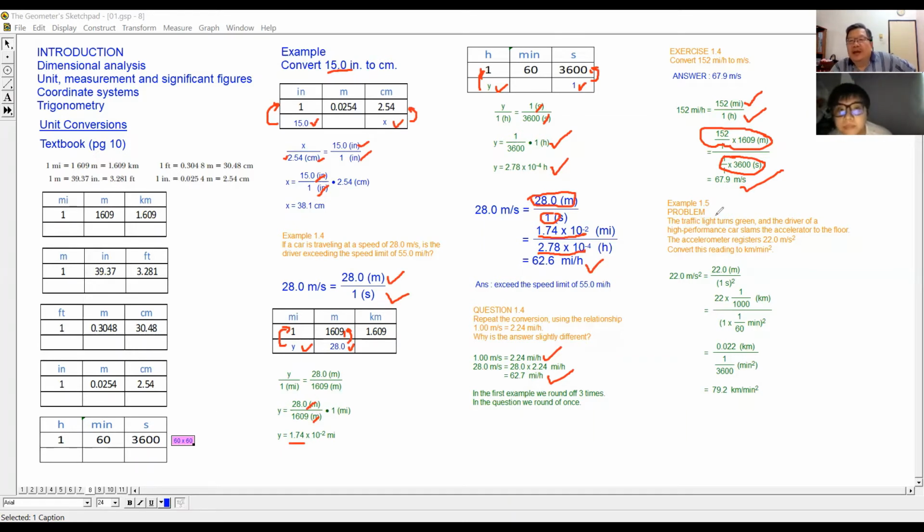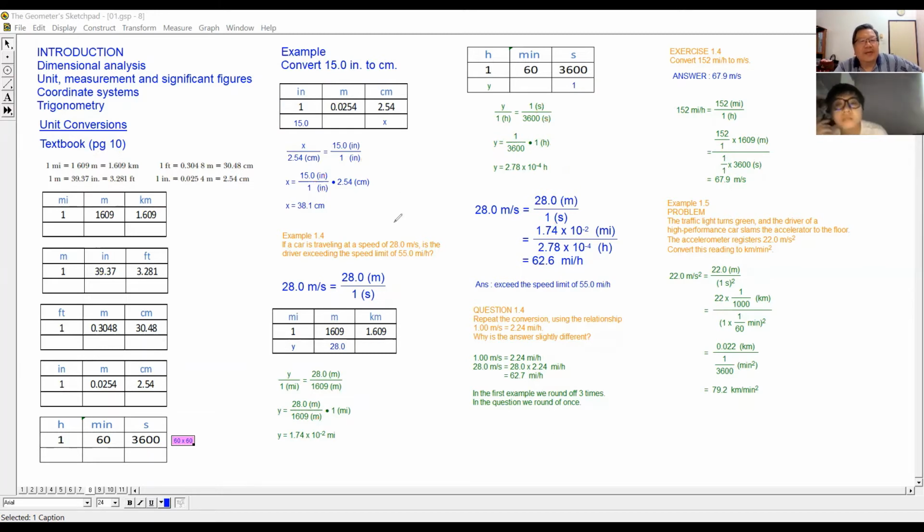Next one. The traffic light turns green and the driver of a high performance car slams the accelerator to the floor. The accelerometer registers 22.0 meter per second square. Convert this to kilometer per minute square. Now the square here makes our calculation different. Okay, I clear this, then I show you, right?